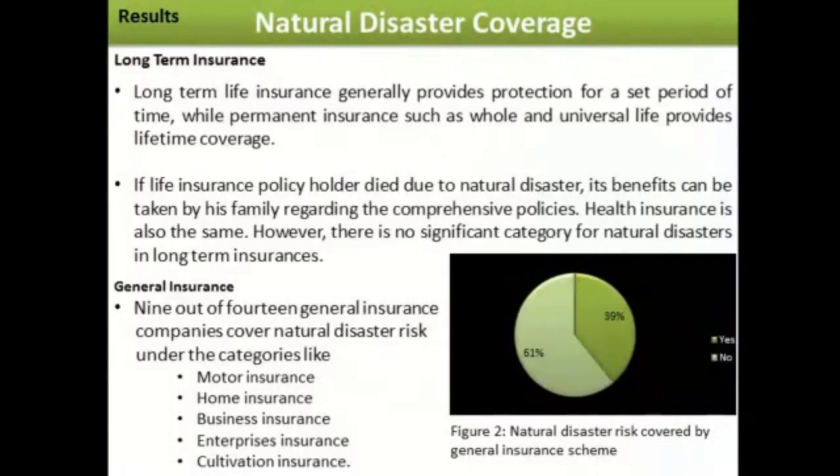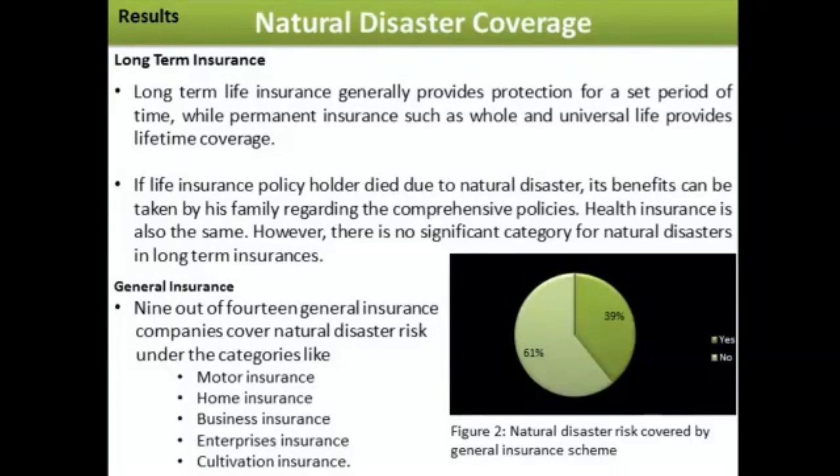When considering the natural disaster coverage, long-term life insurance generally provides protection for a set period of time, while permanent insurance such as whole and universal life provides lifetime coverage. In life insurance, if the policyholder dies due to a natural disaster, the benefits can be taken by his family under comprehensive policies. Health insurance is also the same. However, there is no significant category for natural disaster in long-term insurances.